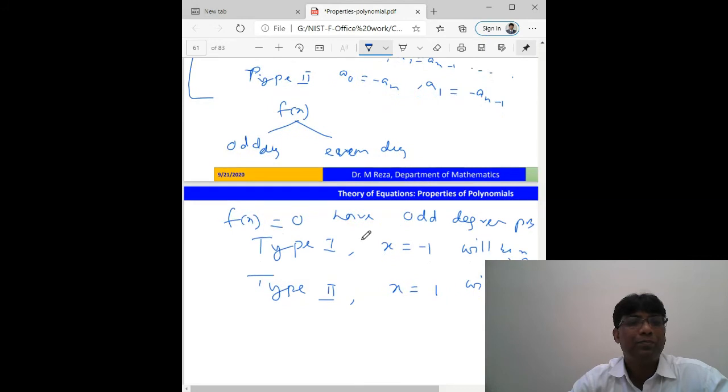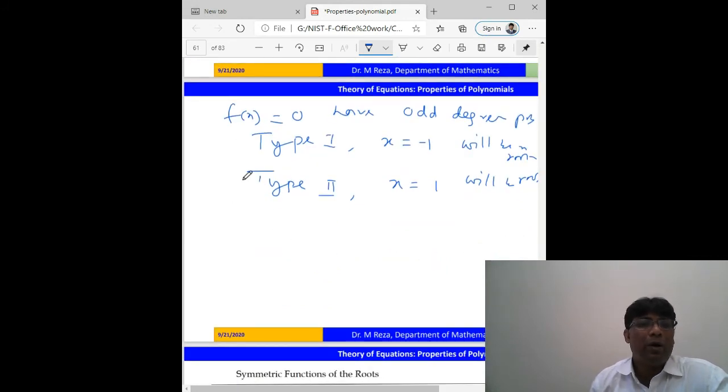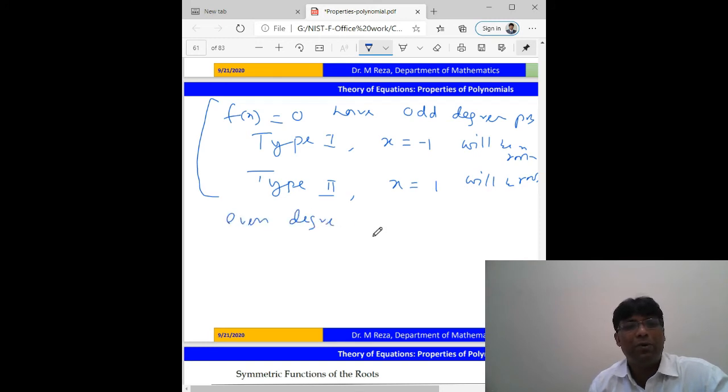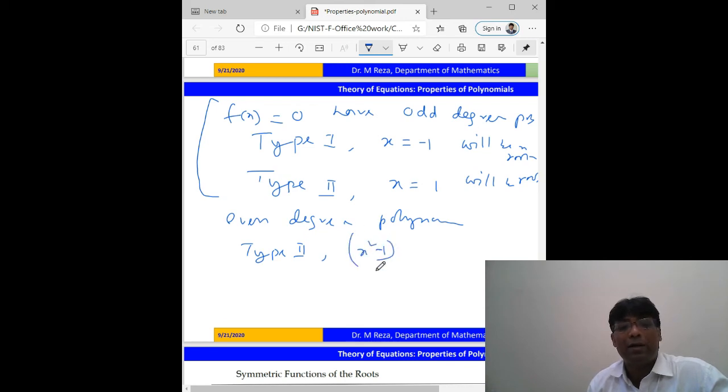Now next comes the even degree. If it is an even degree polynomial of type 2, the middle term will be 0, and x squared minus 1 will be a factor. That means x equal to 1 and x equal to minus 1 will be roots.